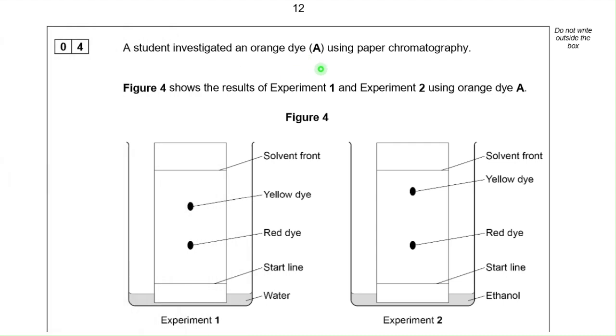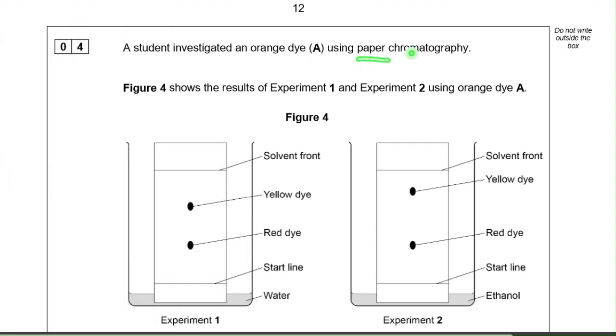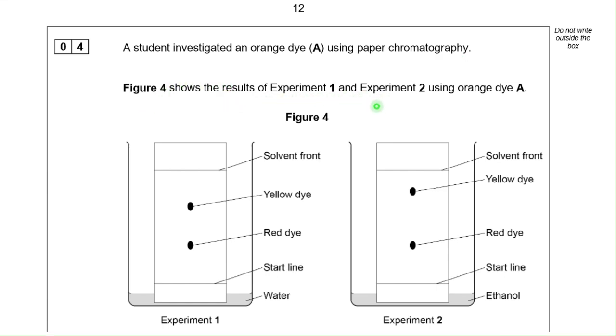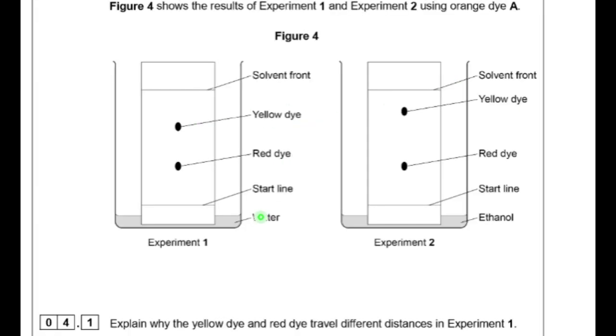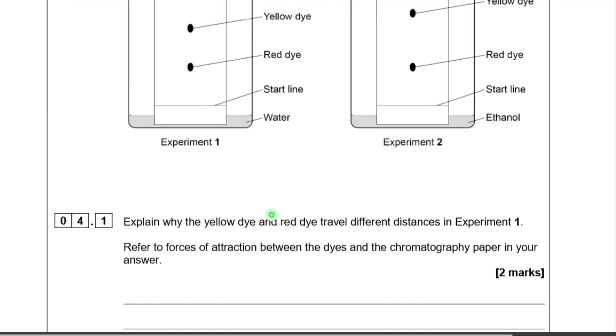A student investigated an orange dye, A, using paper chromatography. Figure 4 shows the results of experiment 1 and experiment 2 using orange dye A. And you can see you've got two almost identical experiments. The only difference is that on the right hand one, experiment 2, there is ethanol, and in experiment 1 there is water.